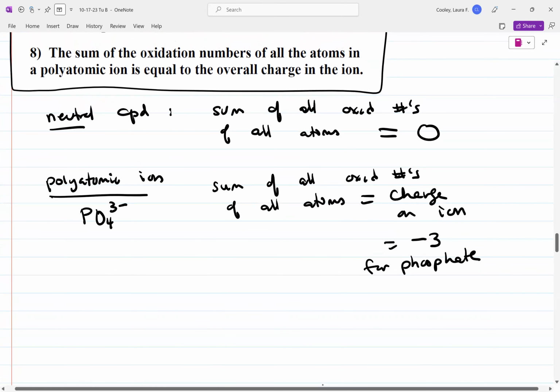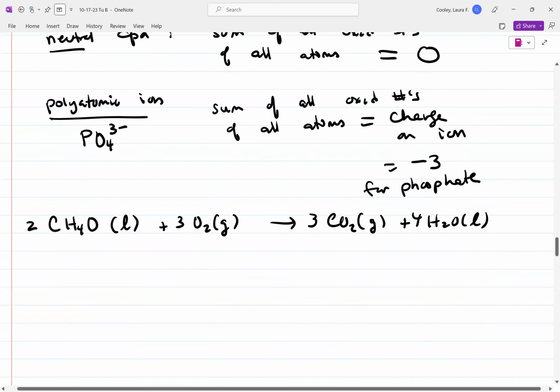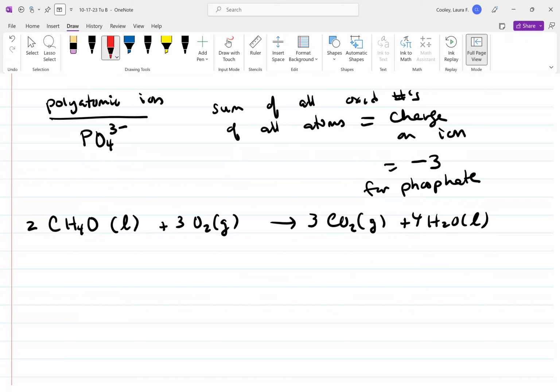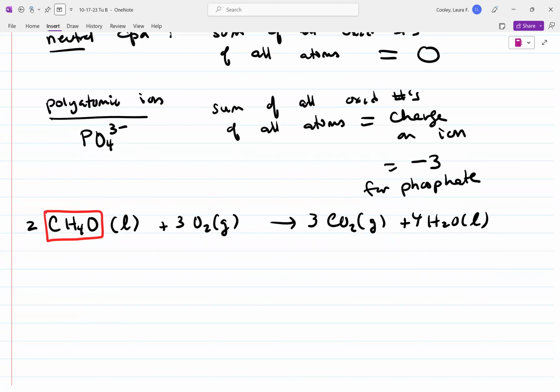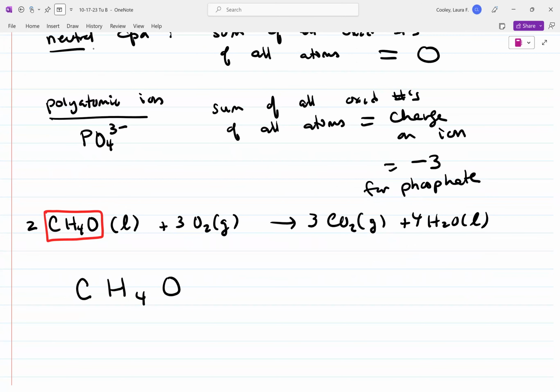Let me go back to that reaction: CH4O plus O2 goes to CO2 plus water. Now I'm going to focus on one of these compounds at a time. Let's focus on CH4O. We're going to use the rule that the sum of all the oxidation numbers of all the atoms in this compound is 0. But we know some things.